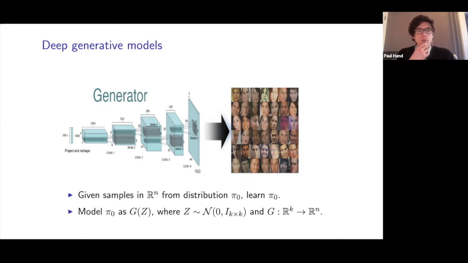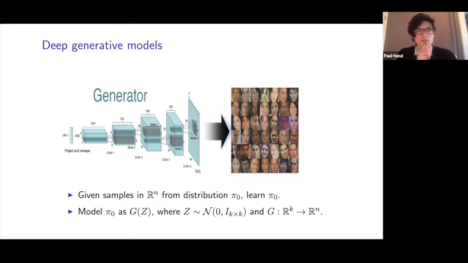What's shown on the left is a neural network architecture. It takes as input some, let's say, low dimensional latent code, and then as output gives you an image of a face. On the right, you see a whole bunch of images of faces. So again, you have samples in R^n, your image space, from some distribution pi naught. Think of that as the distribution of faces, and your goal is to learn pi naught. Now, you don't have to learn the PDF of pi naught. You just need to learn pi naught enough to sample new elements from it.